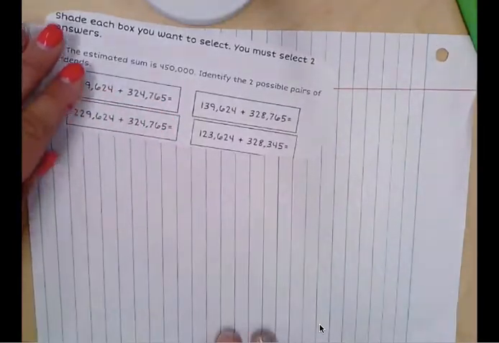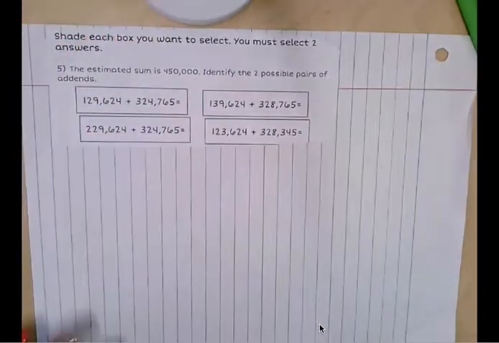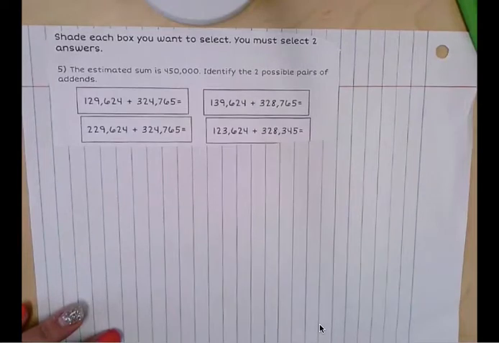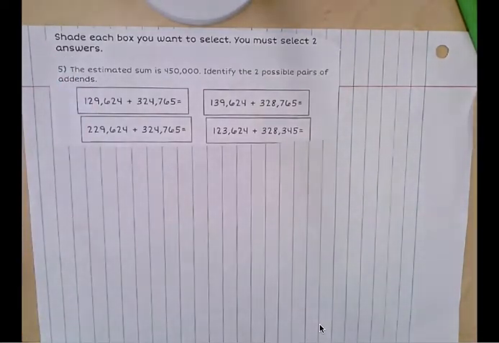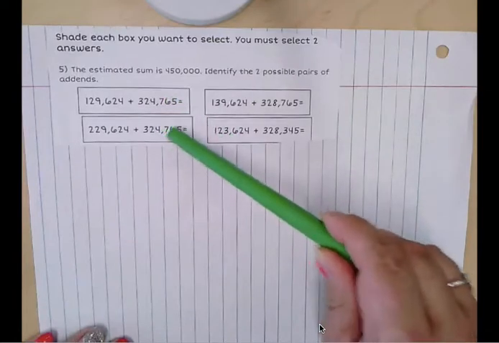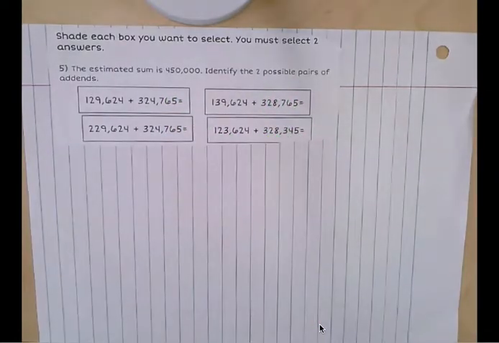Now let's look at this question that might possibly be similar to something that you'll see on a test. This question says, shade each box you want to select. You must select two answers. The estimated sum is $450,000. Identify the two possible pairs of addends. So we have to figure out which two of these are going to be the correct answer.